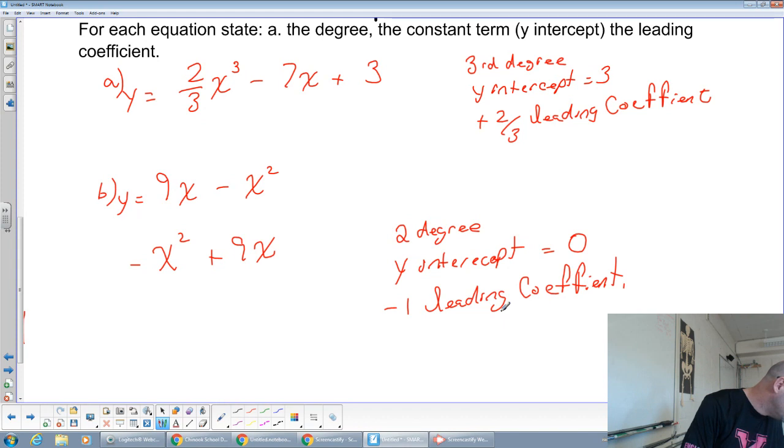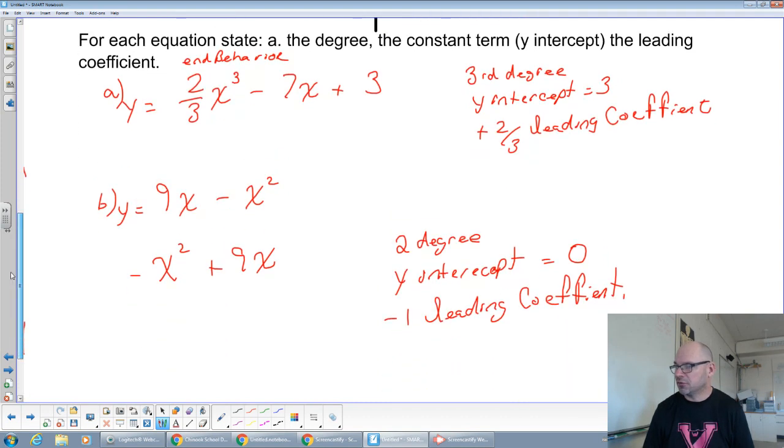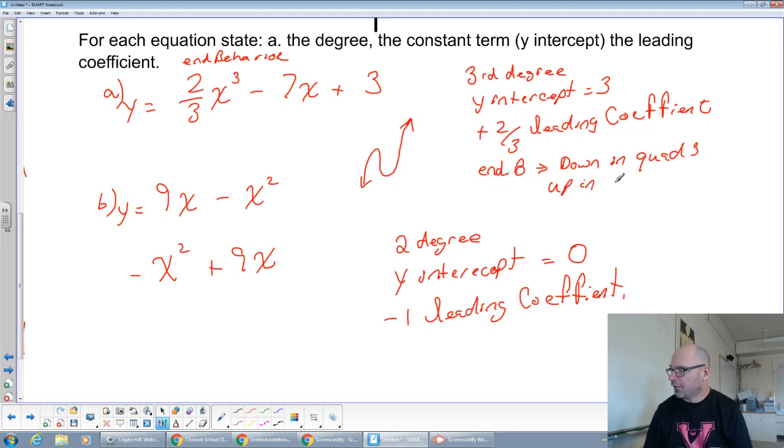What else might they have? Well, they might ask you, what is the end behavior? Let's add that in here. If we're going to do the end behavior for a cubic equation with a positive leading coefficient, it's going to climb from left to right. So the end behavior is going to be down in quad 3, up in quad 1, sorry, if we put the quads like that. You can also say that it's climbing from left to right.